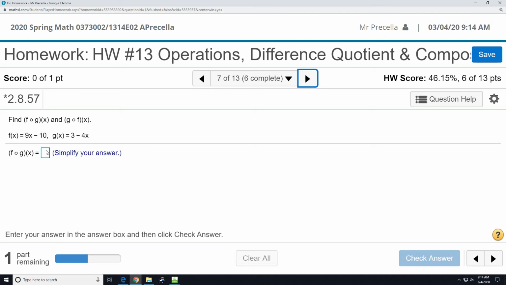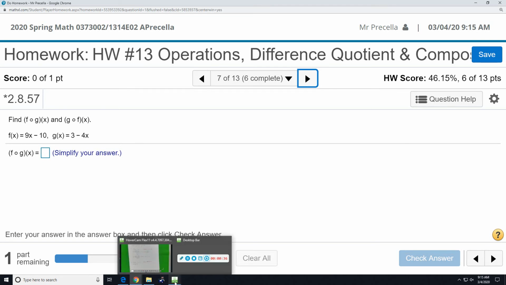So here goes. A composition at a variable. f of x is 9x minus 10, and g of x is 3 minus 4x. Okay. It says to find f composed with g of x. All I'm doing at this point is just writing it down. And this is going to be my little arrow method for doing this problem.